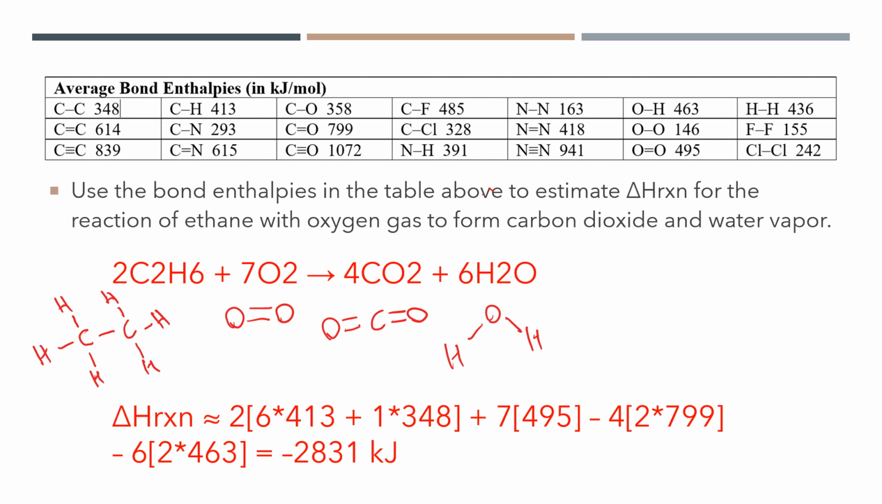So we have a double bond there, double bond, double bond. Those are going to be different energies. And then you add them all up. Remember, anytime you break a bond, that's going to be a positive. Anytime a bond is formed, so anything on the right, you're going to have negative for that. And so your overall value is going to be negative 2,831 kilojoules.